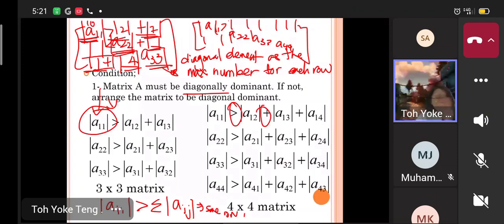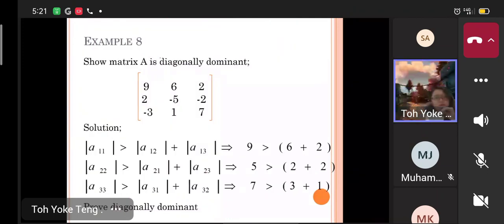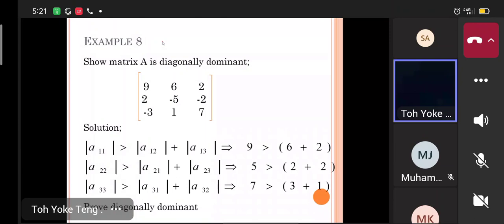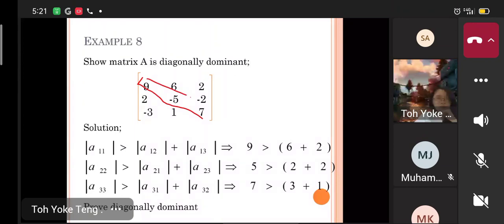So actually for the iterations method, the simple thing is you have to get the calculator formula. Once you get the calculator formula, the easiest thing is you use your calculator. The calculator will help you to get all the answers for this part. So show that A is diagonally dominant, the one at here. So it refers to the diagonal elements right here.